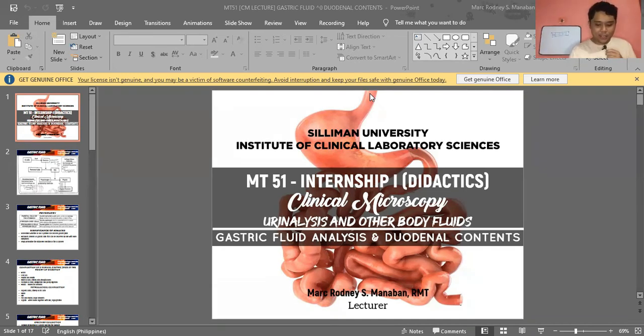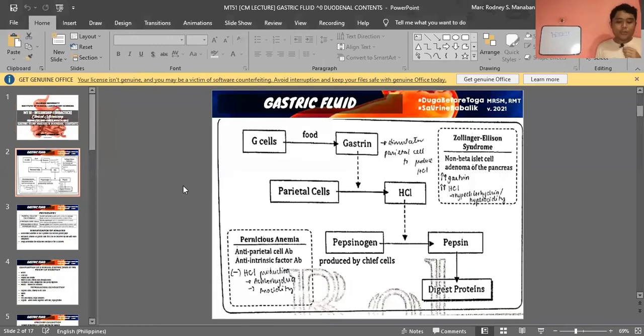All right, so we'll start first with this picture, the production of your gastric fluid based on the notes of Sir Errol. We'll start with your G cells. These G cells can be found in the stomach. In the presence of food, especially protein byproducts, it will stimulate G cells to produce gastrin, which is a hormone, and gastrin will trigger parietal cells to produce HCl or hydrochloric acid. And hydrochloric acid will convert pepsinogen, a precursor enzyme, to pepsin, which is produced by chief cells and then digests proteins. So that's the generalized flow of the production of your gastric fluid.